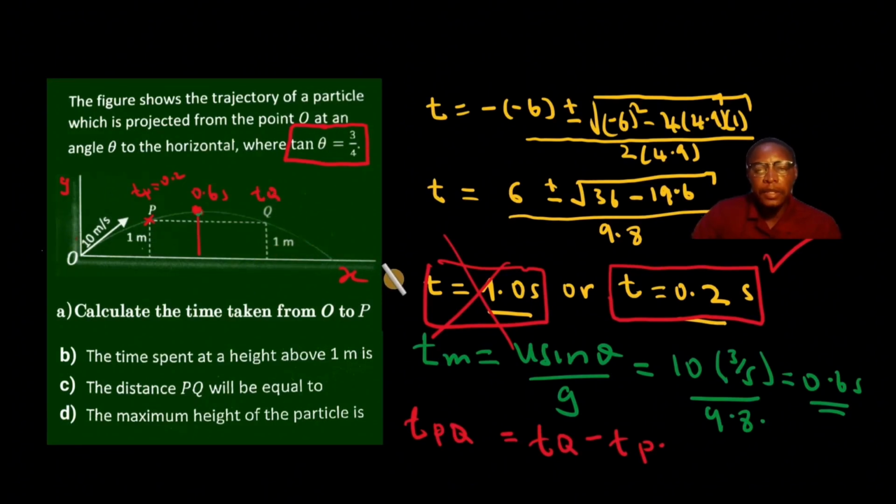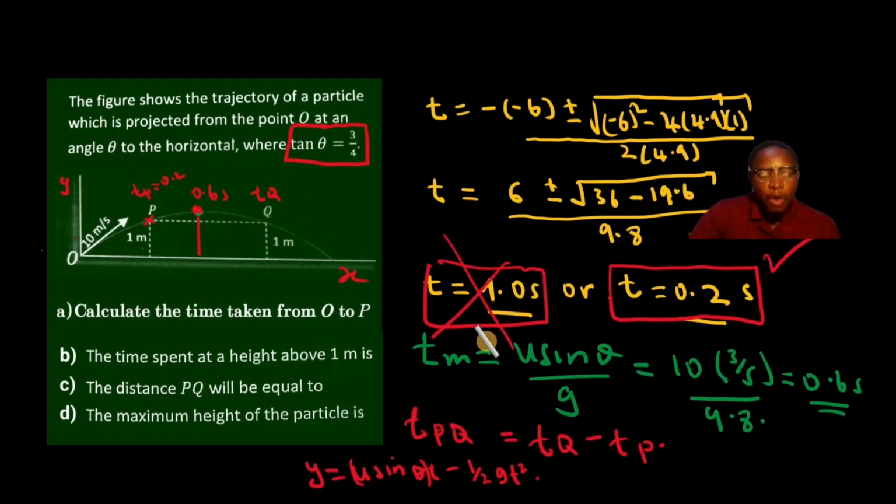To get the time at Q, I will still need to use the equation of vertical height of a projectile. That is, y equals U sin theta t minus half g t squared. Now, if I use this equation to calculate the time, I will still end up solving a quadratic equation, and that quadratic equation is still going to lead me to this point. Since they have the same height, 1 meter, I will still have two times. One will be 1.0 seconds and another one will be 0.2 seconds. But now, which time will I choose at Q?